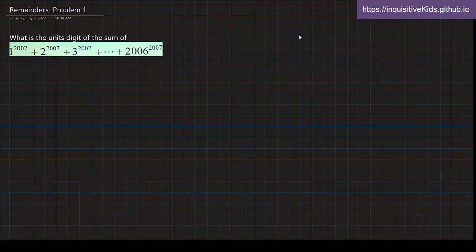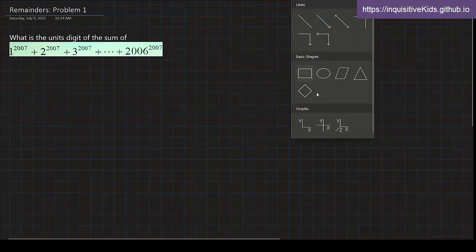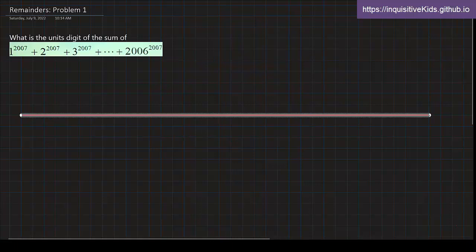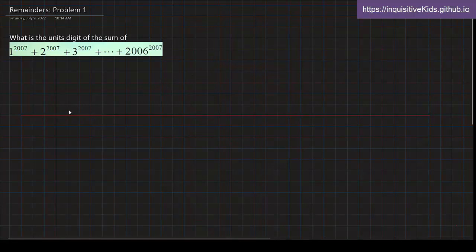And when I work with patterns, the first thing I like to do is create a table. So I am going to make a horizontal table like this. I prefer them. Up here is going to be the expression, and down here is going to be the unit digit.